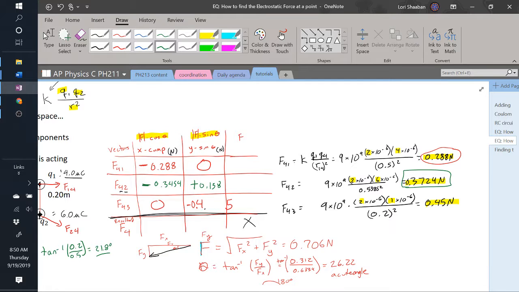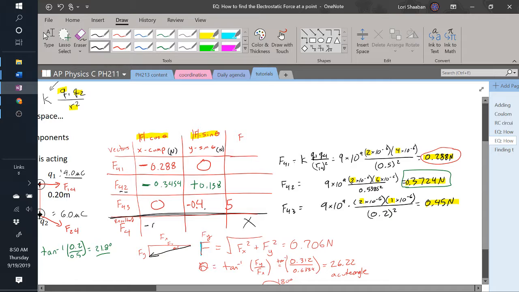Then I'm going to sum everything together and get negative 0.6334. I look at the numbers: this is about 0.3, that's about 0.3, so negative 0.6 sounds about right. When I add the y's together, notice my negative is greater than my positive, so I'm going to end up with a negative 3.12. So with that, I have my x component of the resultant force and my y component of the resultant force.